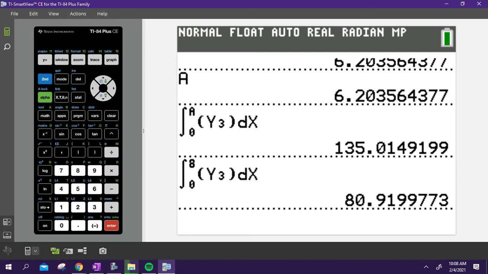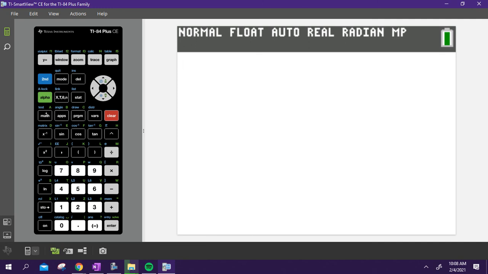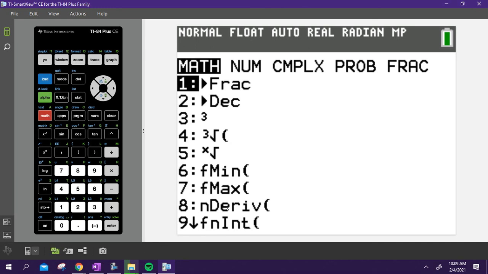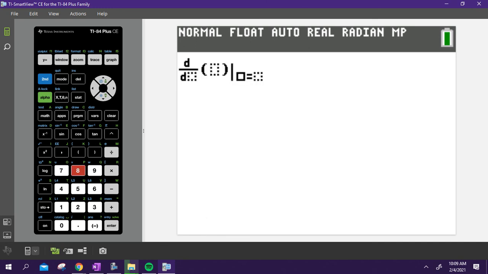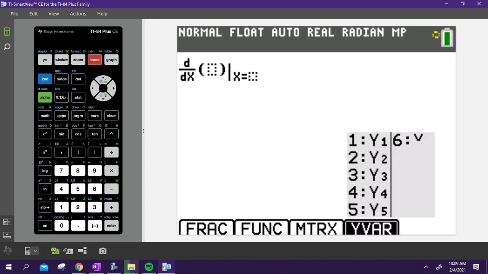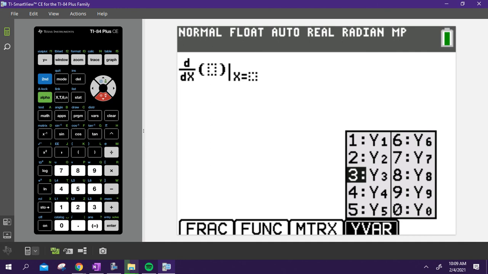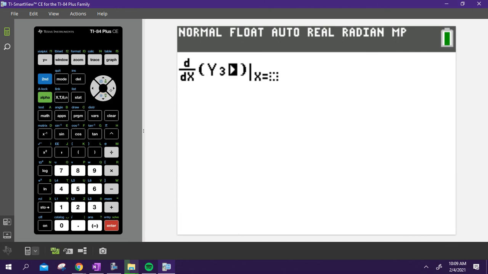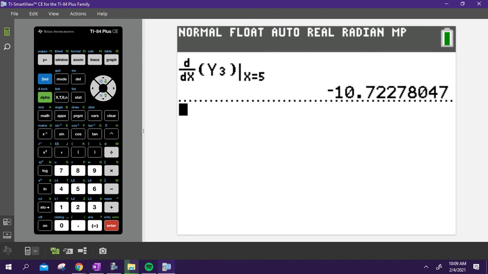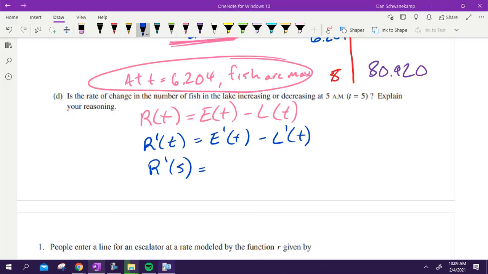A lot of you said look at the graph. I don't even have to look at the graph. How do I find a derivative in my calculator? Math 8, numerical derivative, math 8. I'm going to go dx. I'm going to type in my equation. Which equation do I want to type in there? Y3, because Y3 was E of t minus L of t. I'm just going to go Y3. And x is equal to 5. Hit enter. Negative 10.723.